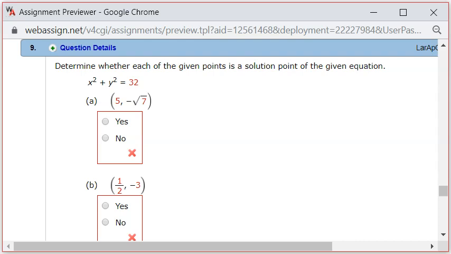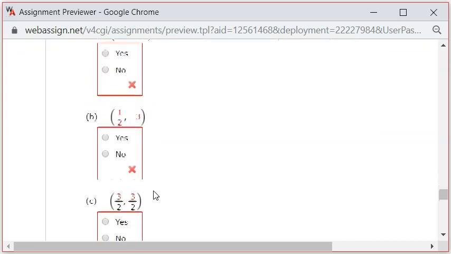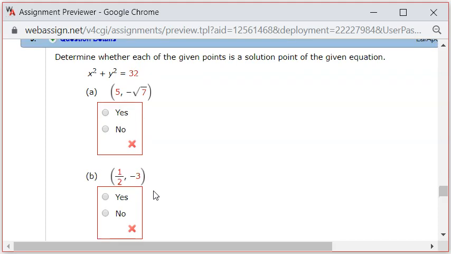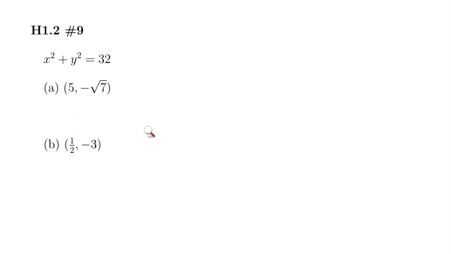All right, let's look at homework 1.2, problem number 9. We have an equation of a circle here, and we want to determine if the given points are solution points. Let's do that. First, let's look at part A. I will do part A and part B, and I'll let you finish part C.